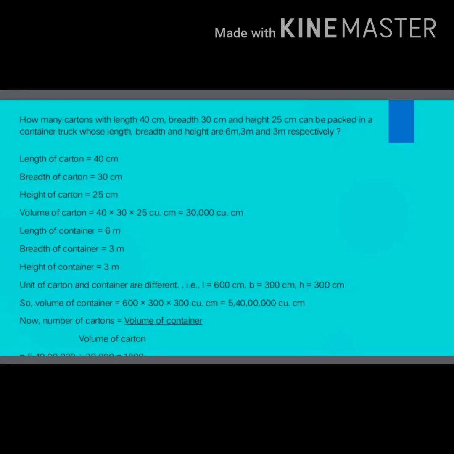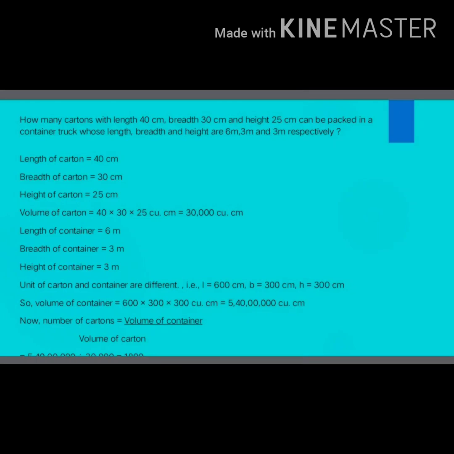Now the length, breadth, and height of the truck container is given as 6 meter, 3 meter, 3 meter. We have to convert it into centimeters. So after converting into centimeter, I'll get 600, 300, and 300 centimeter. I'll apply the formula for the same. Length into breadth into height is equal to 600 into 300 into 300, which will give me 5 crore 40 lakh cubic centimeter.